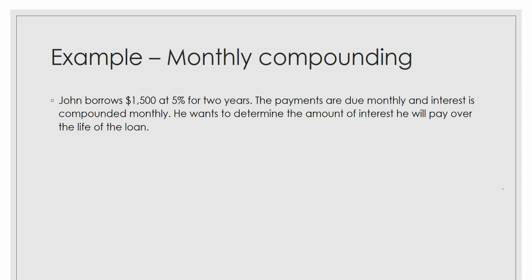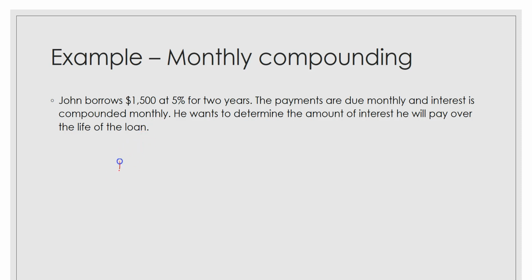Okay, so let's do one more example. Let's look at a problem with monthly compounding. So let's say John borrows $1,500 at 5% for 2 years. Payments are due monthly and interest is compounded monthly. He wants to determine the amount of interest he will pay over the life of the loan. So let's calculate first. We need to calculate what the payment is on this loan.